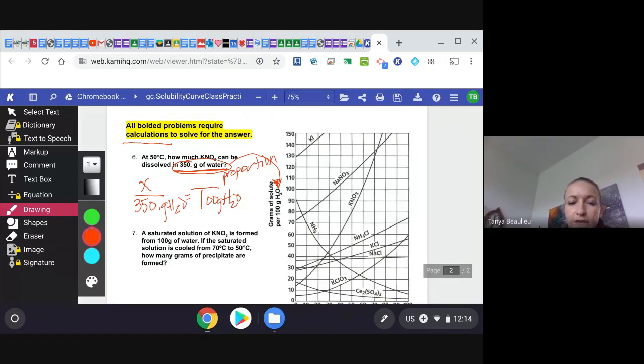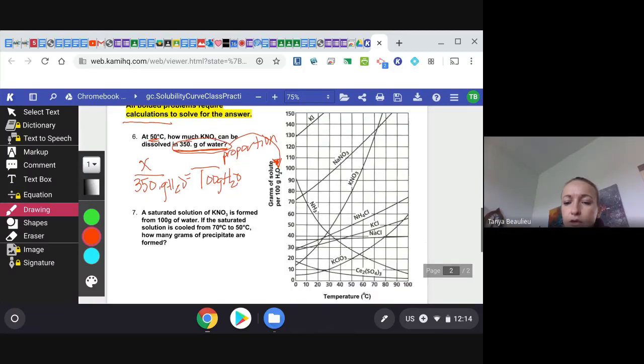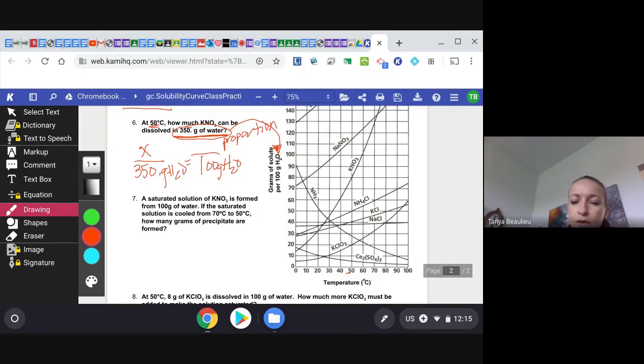So I need to find at 50 Celsius how much KNO3 can dissolve in 100 grams of water. So whenever I give you a temperature, you always go to the graph. So here's 50 Celsius, and then we go up and see where it connects with KNO3, and it's right here. And that is at 80 grams. So normally I can hold 80 grams in 100 grams of water. How much can I hold then in 350 grams of water? To calculate this, you're going to cross multiply. So 100x equals 80 times 350.